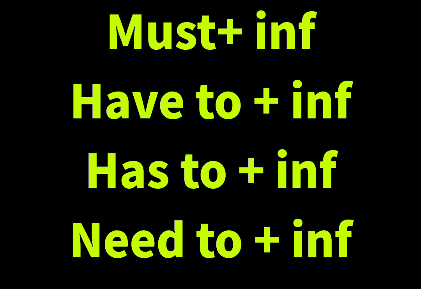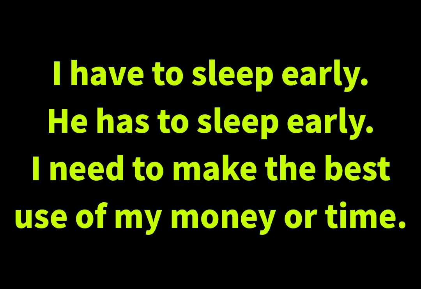So we have three things to express necessity. What is necessity? بالضرورة. Yes, we have number one, must plus the infinitive. The second one is have to plus the infinitive. The third one is has to. Have to plus infinitive comes with I, you, we, and they. Has to plus the infinitive comes with he or she or it, with the singular. What is singular? مع المفرد. Yes. So here I have to sleep early. He has to sleep early.